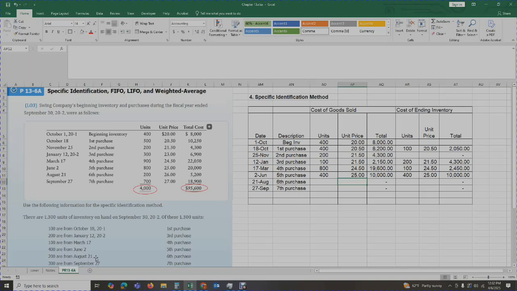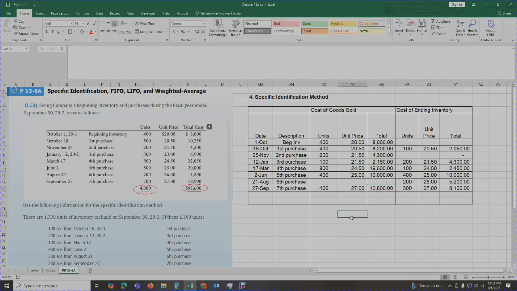From the sixth purchase, I've got 200 units. On the sixth purchase, it says that I'm keeping all of the 200 units. So from the sixth, I am keeping the 200 units at $26. That gives me 5,200. From the seventh purchase, I am keeping 300 units. On the seventh purchase, I have 700. From the 700, I am going to keep 300 at $27. So if I have 700 and I'm keeping 300, that means I must have sold 400 at $27.